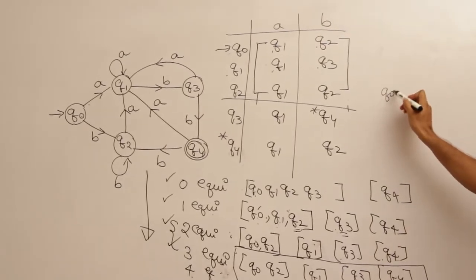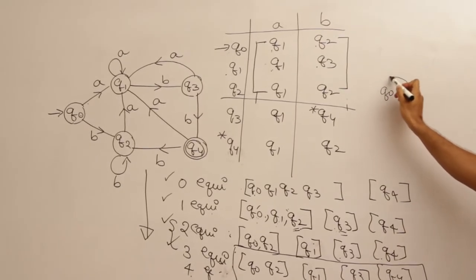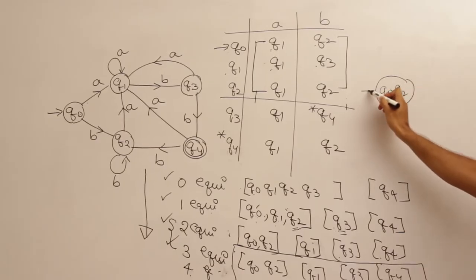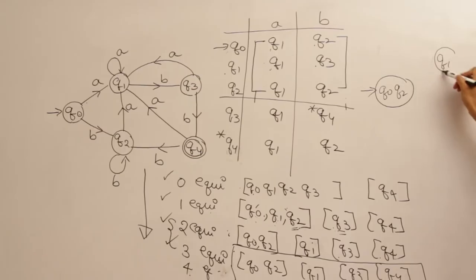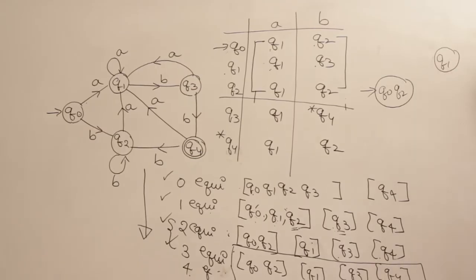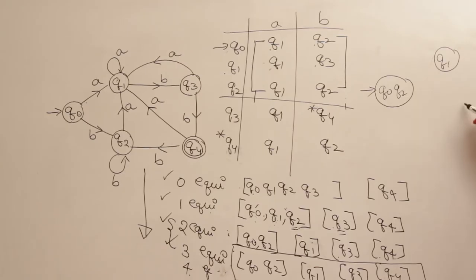Now one state is Q0, Q2. Initially we had 2 states, now I am going to combine them as one state. The other state is Q1, the other state is Q3, and the other state is Q4.